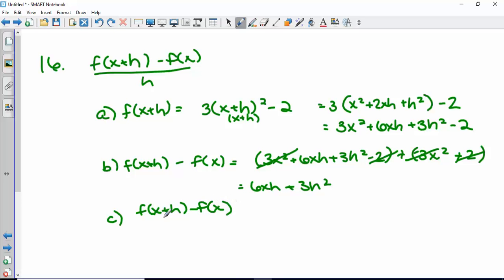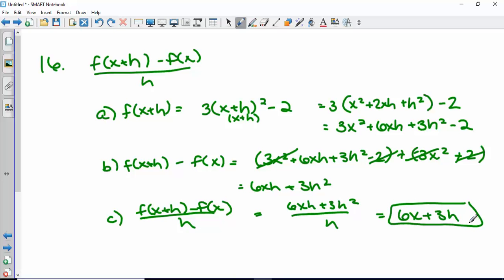And then on part C, I would finally ask for the full thing. All of that divided by h. So you take your answer divided by h. So if you cancel an h out of everything, you get 6x plus 3h. So that was the final answer. On the study guide, I just asked for it all at once, but on the test, I will say, part A, do this, part B, do this, part C, put it all together.